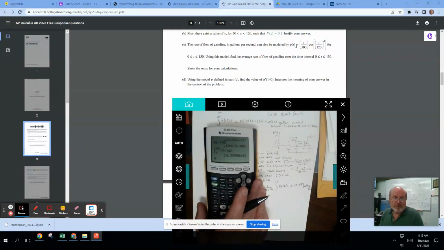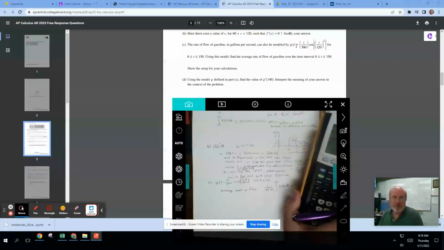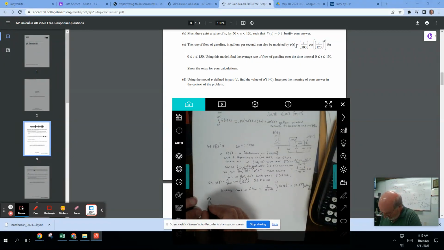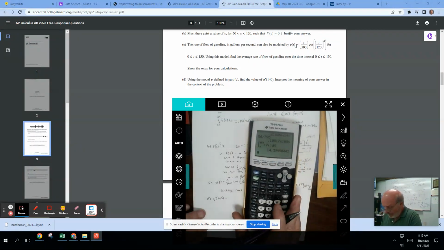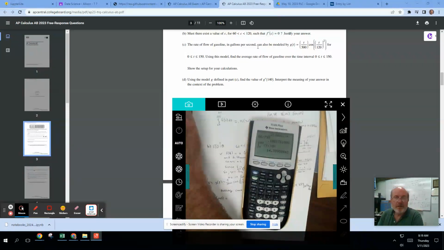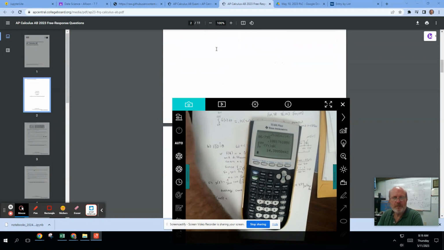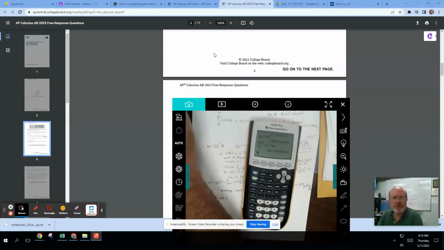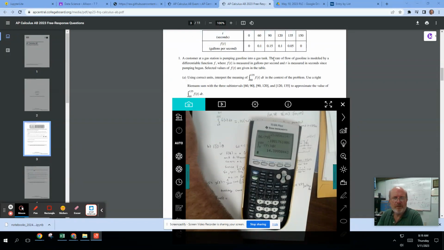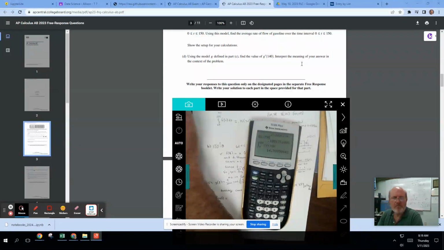So using the model G defined in part C, find the value of G prime of 140. So D. This we can find in the calculator. Interpret the meaning of your answer in the context of the problem. Okay, G prime of 140. Let's see. Rate of flow of gasoline, gallons per second. Interesting why F would be the rate of flow and G would be the rate of flow. Okay, just a different function.